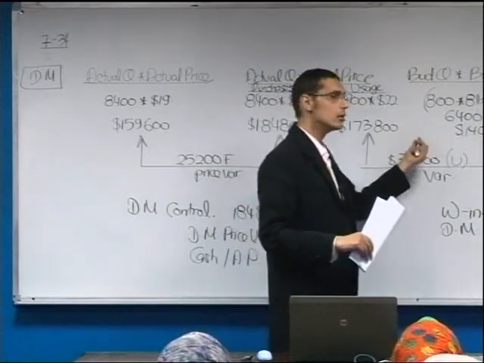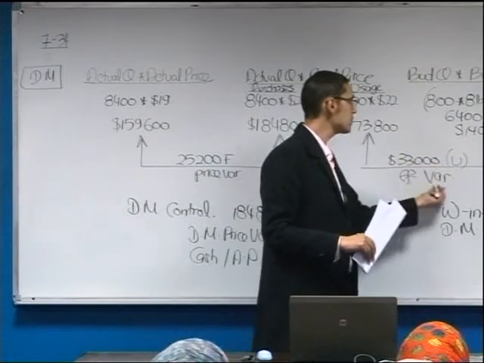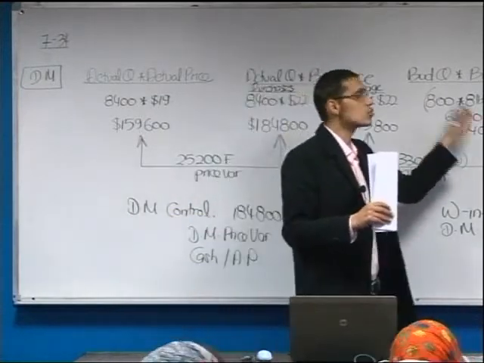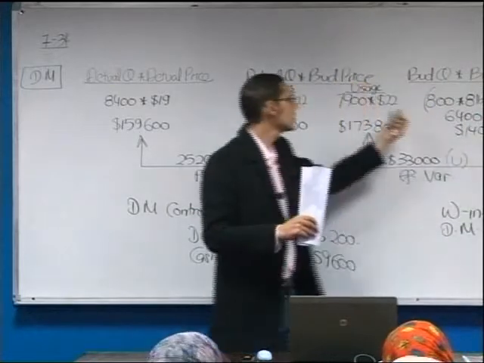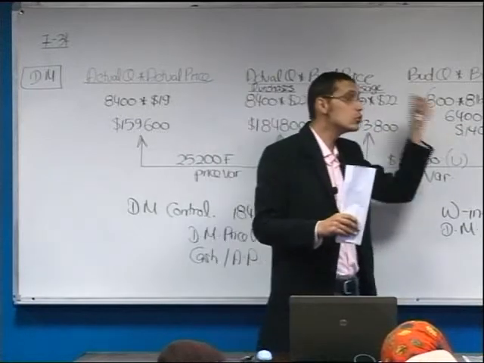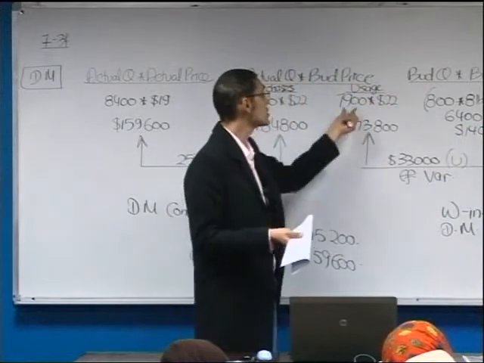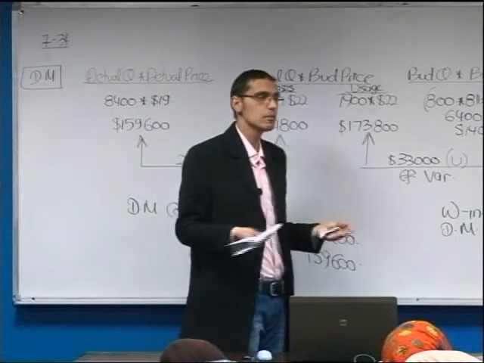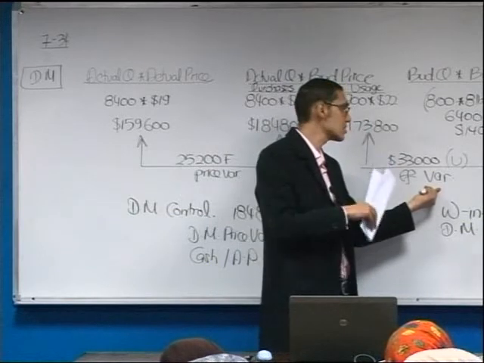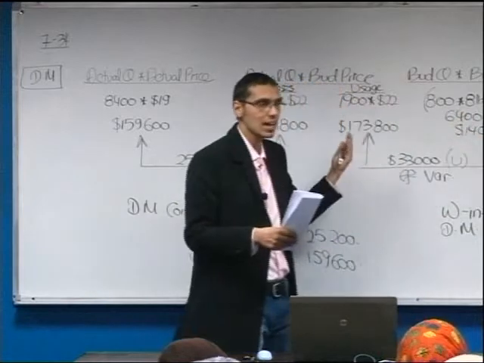Now, as we can see here, the 33,000 unfavorable efficiency variance was because of what? Because of the difference between the quantity that should have been used and the quantity that was actually used. We should have only used 6,400 pounds of titanium, but actually we used 7,900 pounds of titanium. This would be the cause of the second variance, which is the efficiency variance. As we can see here, it is unfavorable. Why? Because we used more quantity than expected.